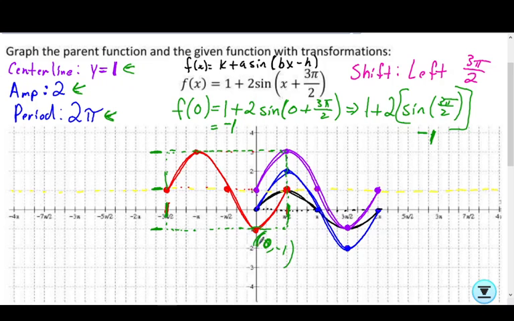Sure is. And 9 times out of 10, if you plug in a point and it double checks with where your graph ended up, then you are correct. But again, you have to really know your unit circle in order to do that.